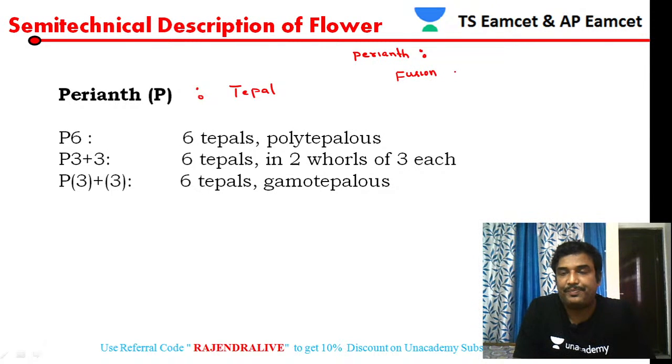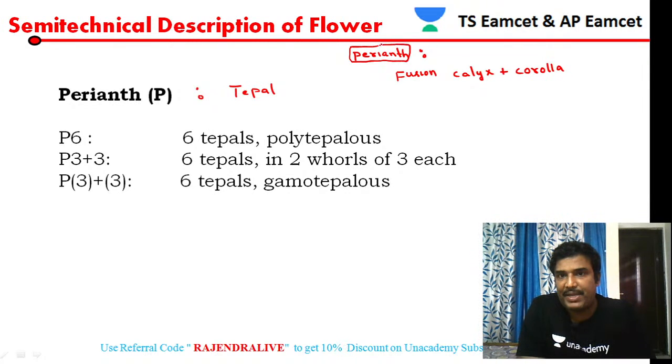Fusion of Calyx and Corolla. So Calyx plus Corolla. Separately, Calyx and Corolla won't be present. Calyx and Corolla fuse together. When Calyx and Corolla fuse together, such a condition is called a perianth.